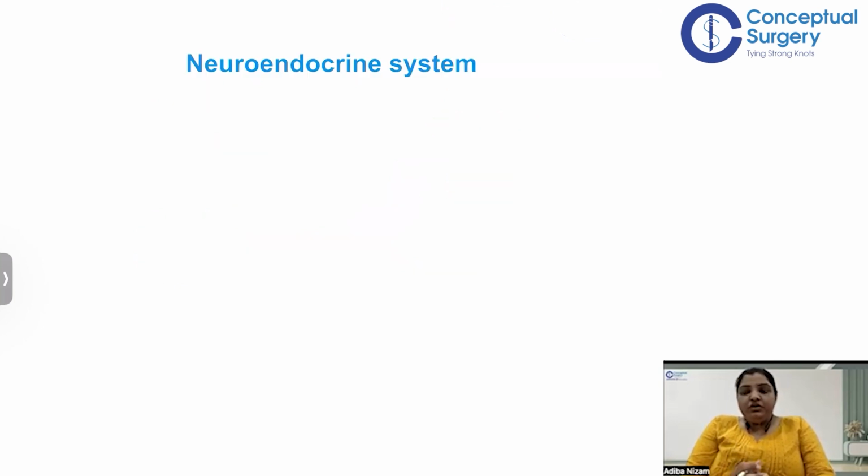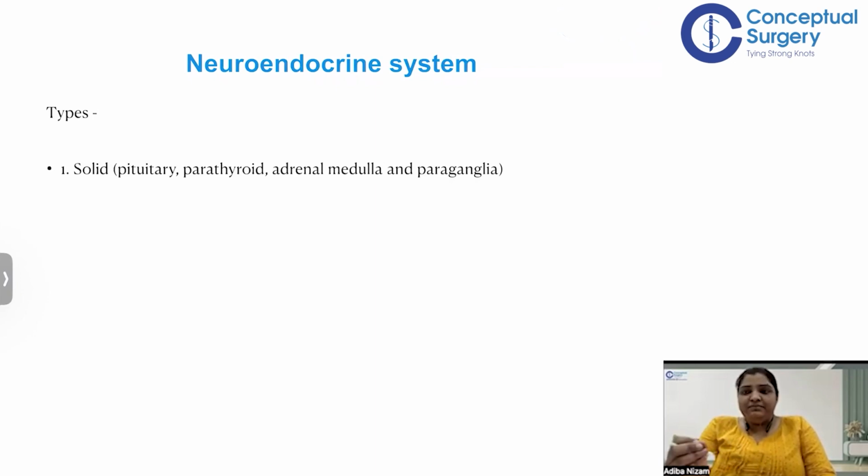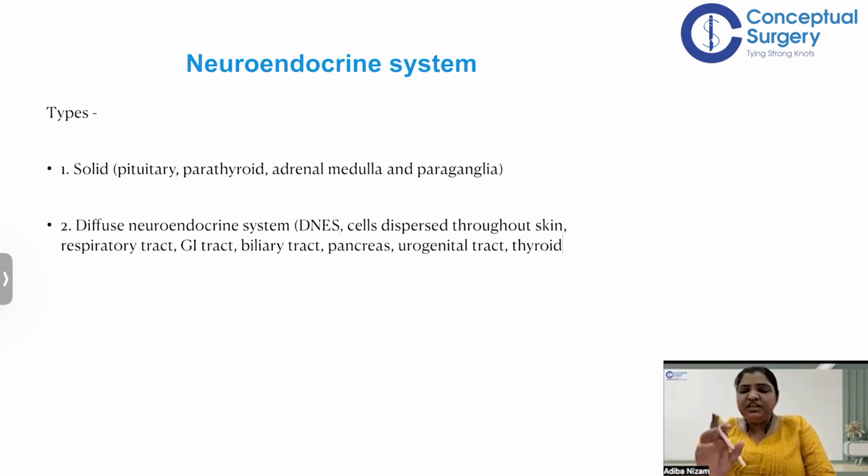In our body, the neuroendocrine system is composed of two distinct forms. One is the solid neuroendocrine system, where we have well-formed glands in the form of the pituitary, the parathyroid, the adrenal medulla, and the paraganglia. Then we have diffuse neuroendocrine cells, which are distributed throughout organs such as the GI tract, the respiratory tract, the pancreas, thyroid, thymus, and the urogenital tract.